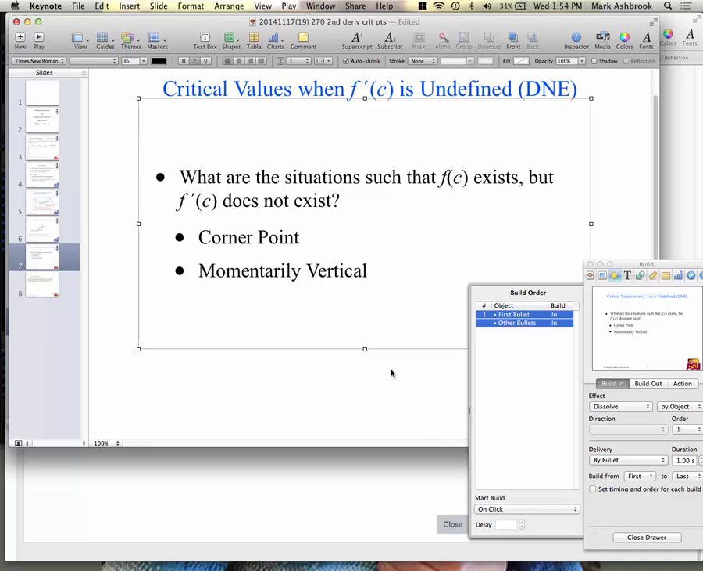So it's like increasing concave up. And then just for a moment, it's vertical. And then it keeps increasing concave down. That would be the idea of the function value exists, but the first derivative does not exist. And that's a critical point. That is a critical point.